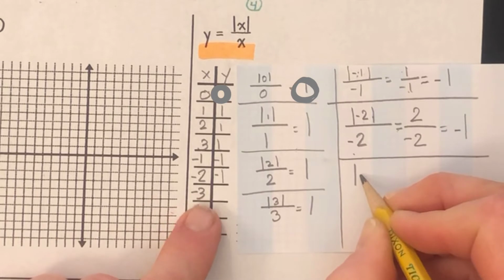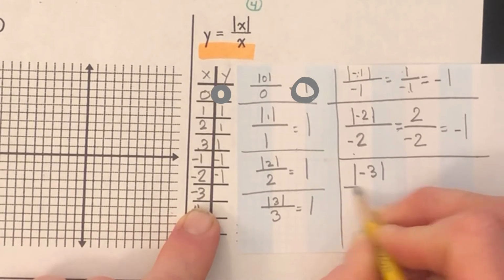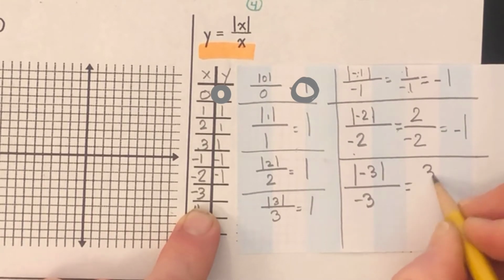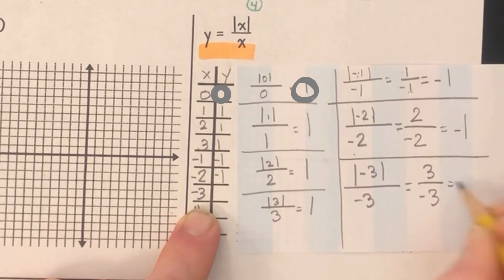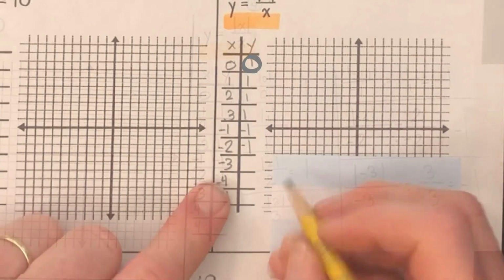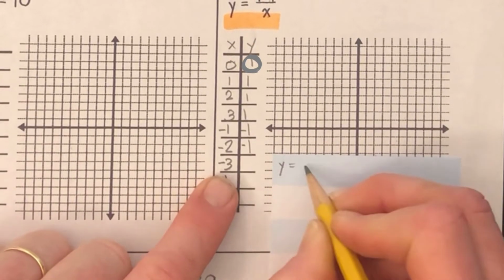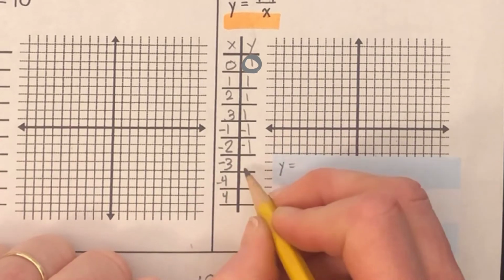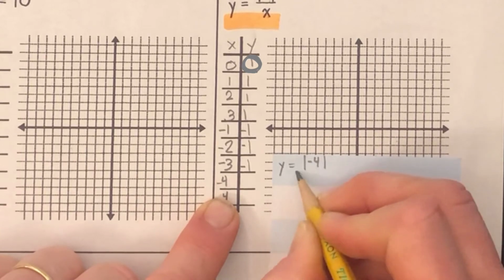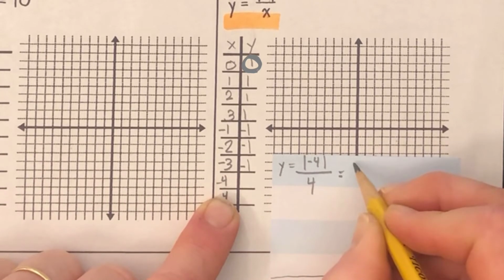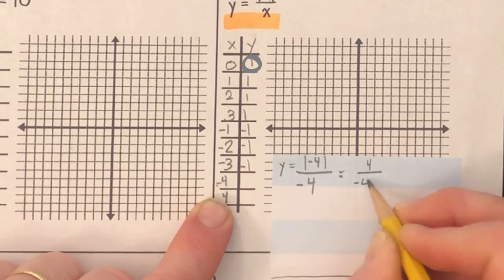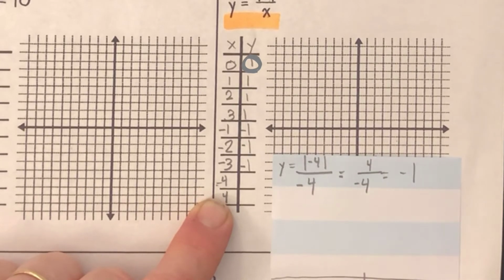So the absolute value of negative 3 over negative 3 becomes 3 over negative 3, which also becomes negative 1. So then we have y equals, oh, almost forgot. The absolute value of negative 4 over negative 4, that becomes 4 over negative 4, which is then negative 1.